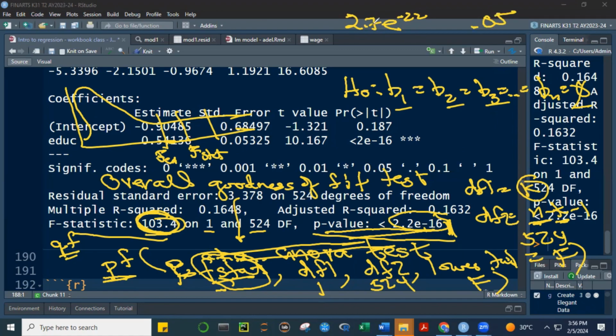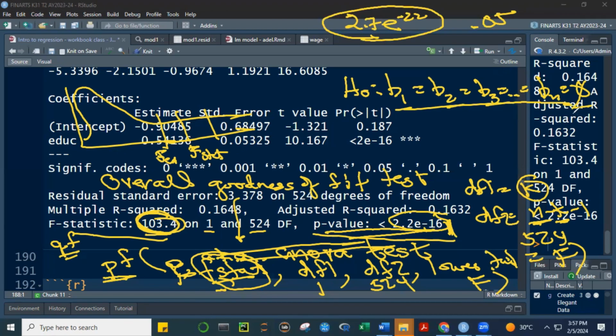Sabi natin, when the p is low, the null must go. Low in comparison with 0.05. Okay, the null must go. So, anong conclusion natin, class? This one is our hypothesis. So, beta 1 is equal to beta 2.